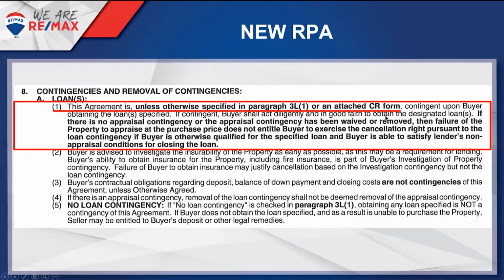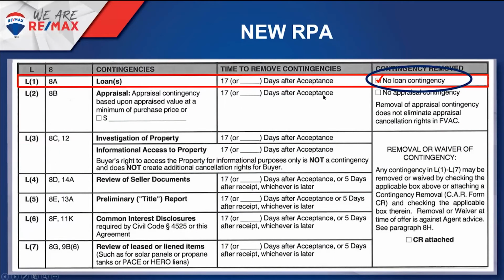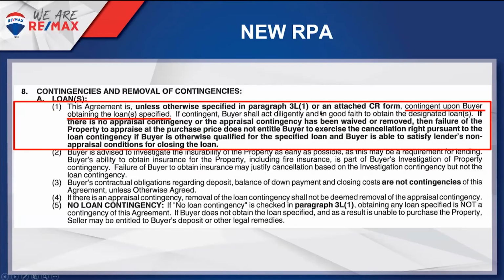To the offer, they can also remove contingencies with the offer that way. Paragraph 3L is discussing the loan and the box no loan contingency. So if that box is checked, then it is not contingent upon a loan, but it otherwise is contingent if that box is not checked, and they're contingent on obtaining the specified loans.